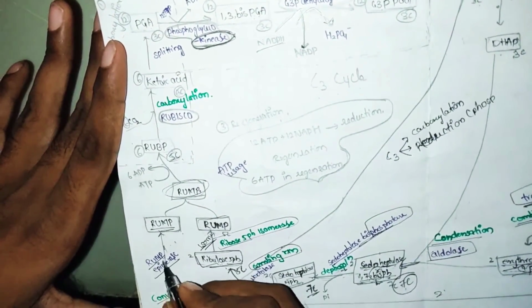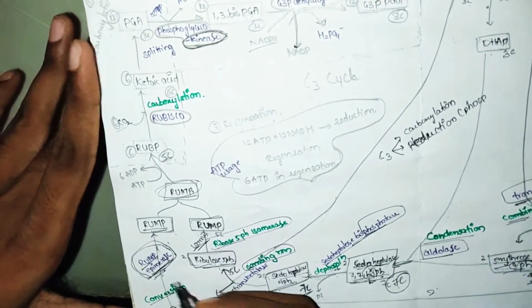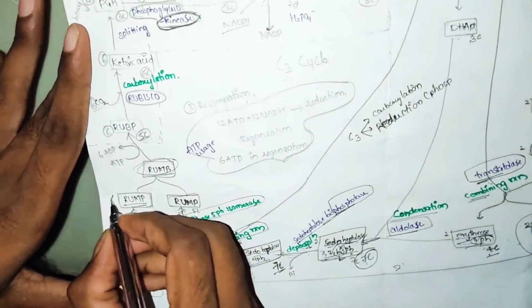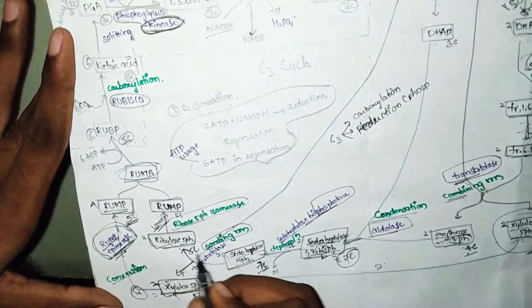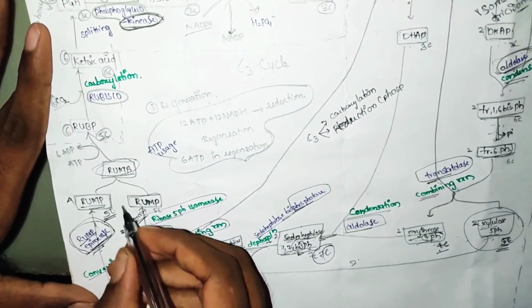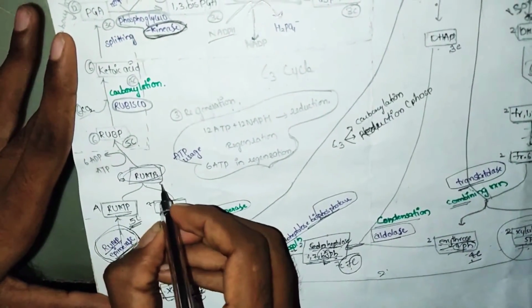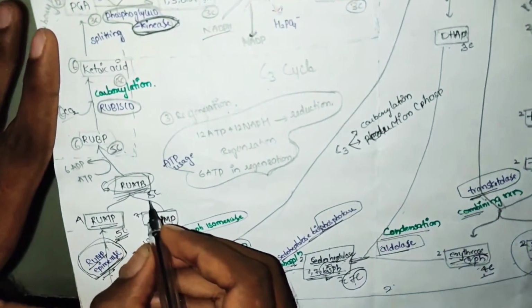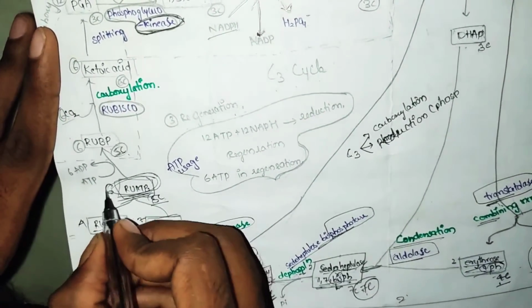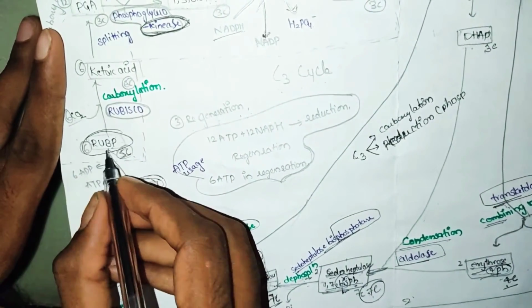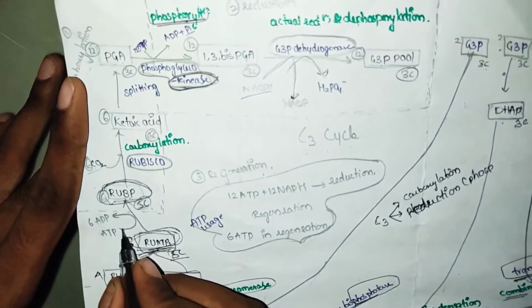So here the RuMP, ribulose monophosphate epimerase enzyme is involved, and so 4 RuMP of 5C compounds are formed. This is 2, and this 2 and this 4 result in 6 of 5C compounds, ribulose monophosphates. It is a pentose. These 6 ribulose monophosphates are converted into ribulose bisphosphate.